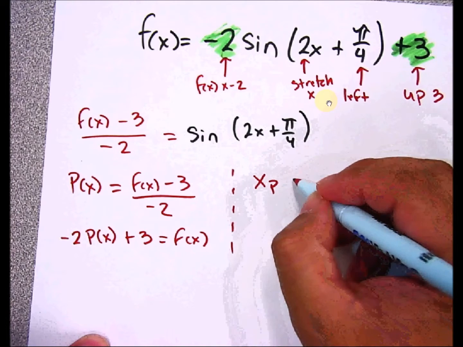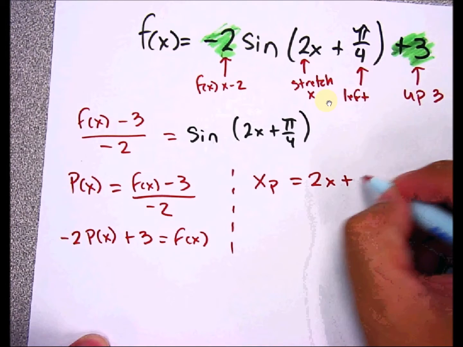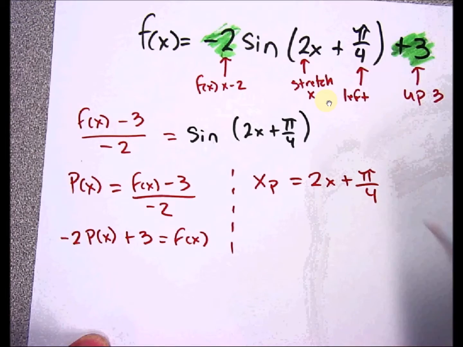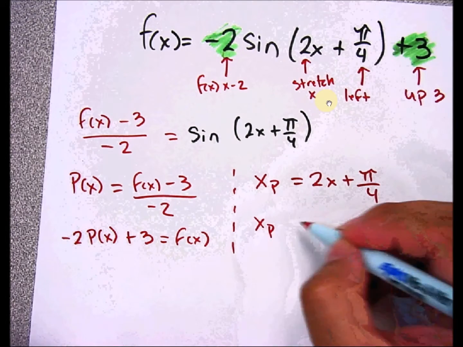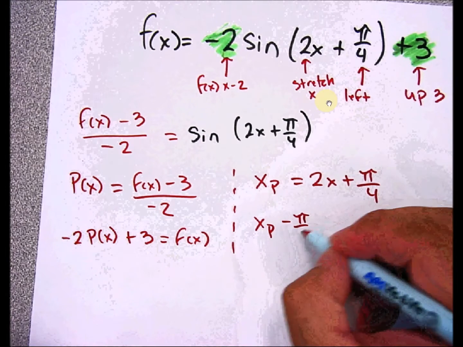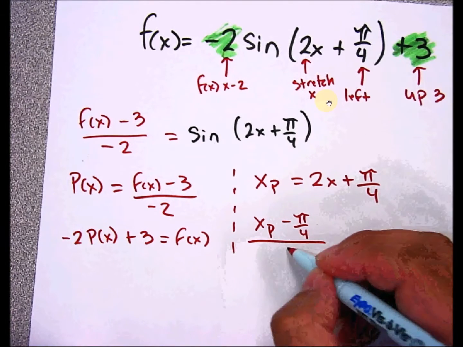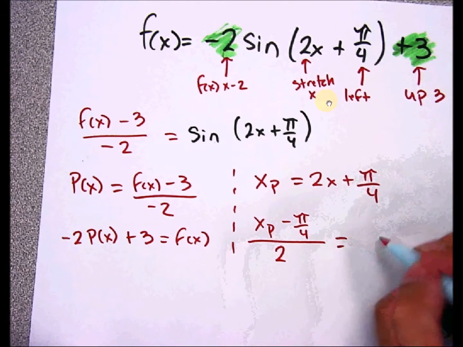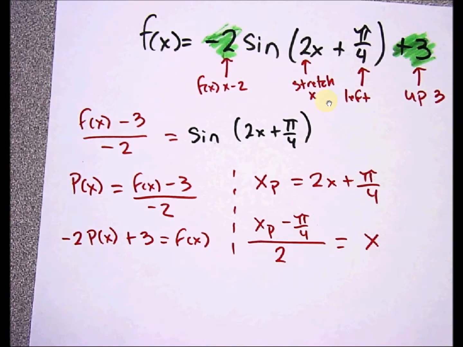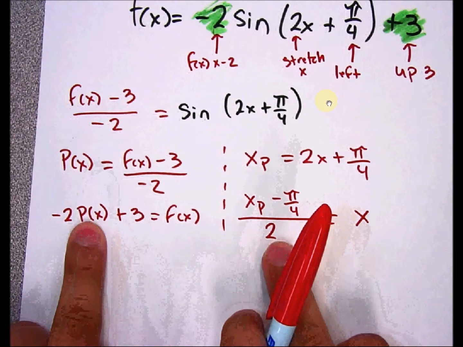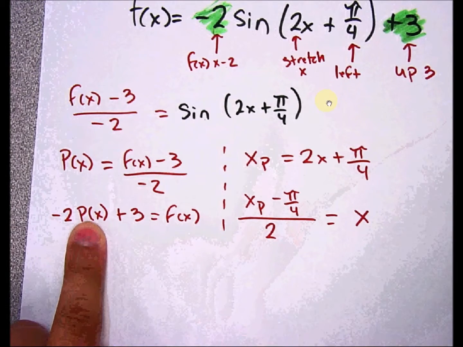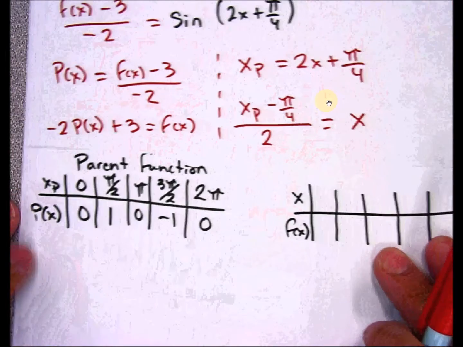Similarly, we can do that with the domains as well. Inverse operations here as well, and you will get that if I take the domain of the parent function, subtract pi over 4 from them, and then divide them all by 2, I will get the domain of the parent function f of x. So now we have our transformations. This is what we're going to do to turn the table for the parent function into the table for the function f of x. So let's do it.